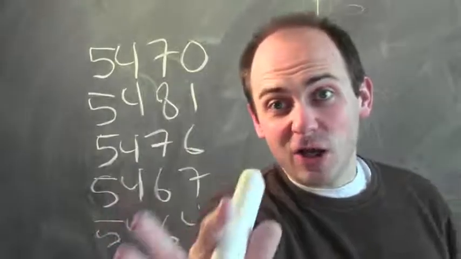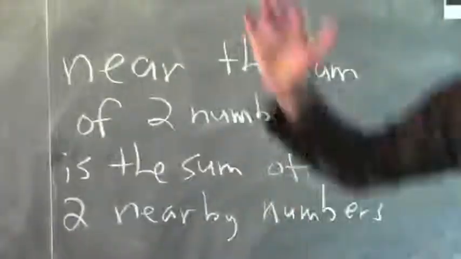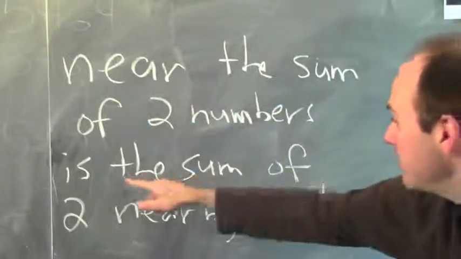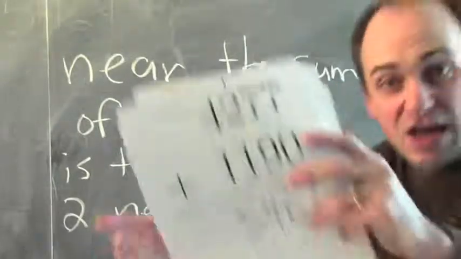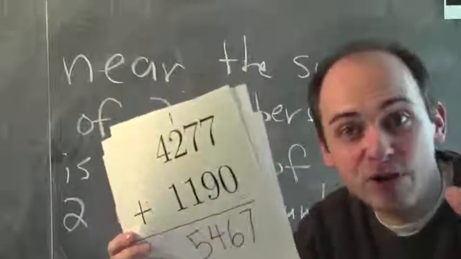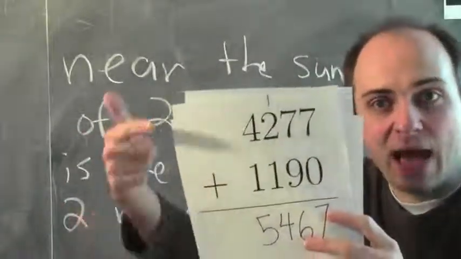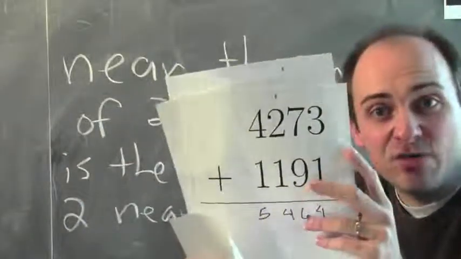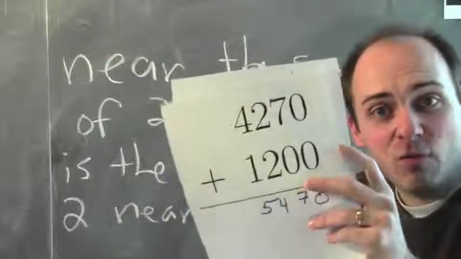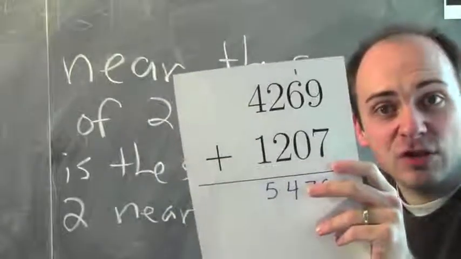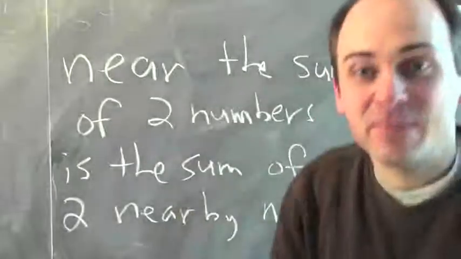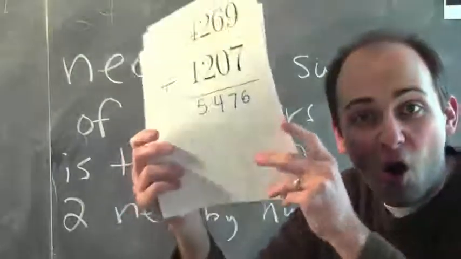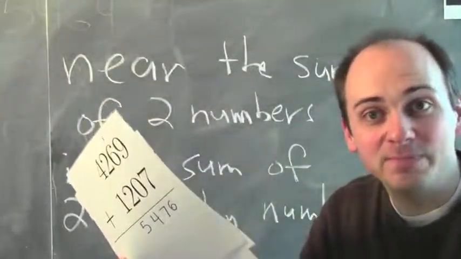They're all really close together. Is that just an accident? Of course, it's not an accident. Here's the fact. Near the sum of two numbers is the sum of two nearby numbers. These arithmetic problems are not just random arithmetic problems. Look at the numbers I'm asking them to add. 4277 and 1190. Those numbers are really close to 4273 and 1191, which is really close to 4270 and 1200, which is really close to 4269 and 1207. Near the sum of two numbers is the sum of two nearby numbers. All of the answers are nearby as well.